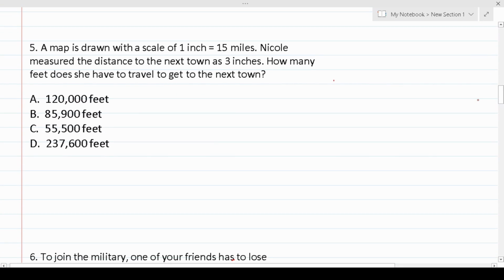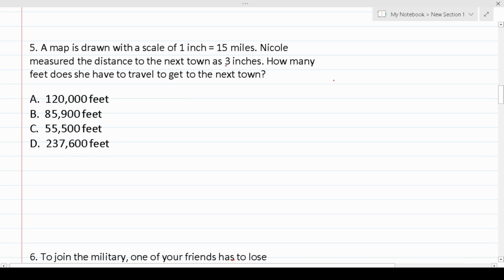All right, number 5 says a map is drawn with a scale of 1 inch equals 15 miles. Nicole measured the distance to the next town as 3 inches. How many feet does she have to travel to get to the next town? Okay, so this is combining a proportion problem with a conversion problem. So let's take one thing at a time.